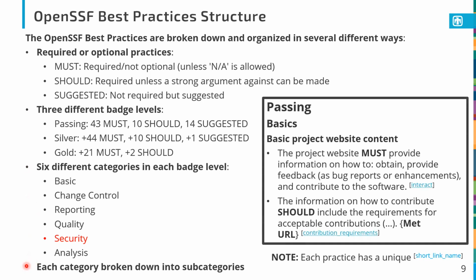So this is what the practices look like, the way they're displayed. It's showing the practices for the level of the badge, in this case, the passing level. This is the basic category, and then the basic project website subcategory. For example, the first one there is the project website must provide information how to obtain and provide feedback, and so forth. Each of these practices has a unique short identifier name, so it's non-ambiguous, and that short identifier is also a link onto the website that defines the practice. So you can provide web links to these things by just putting in that short link name.